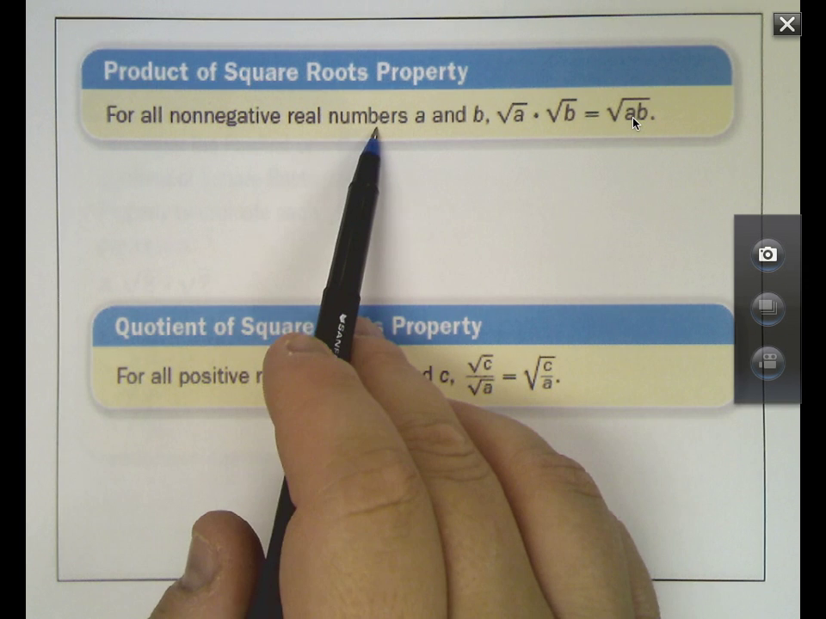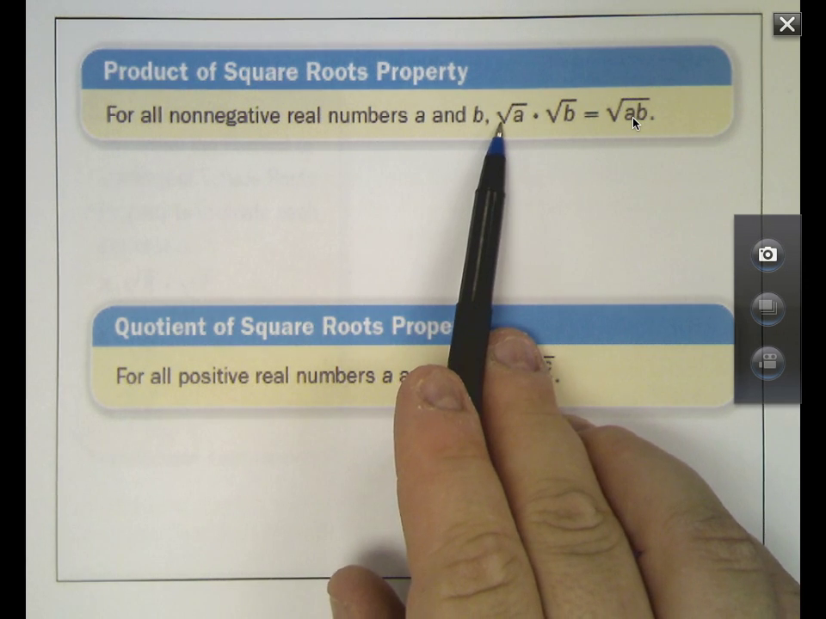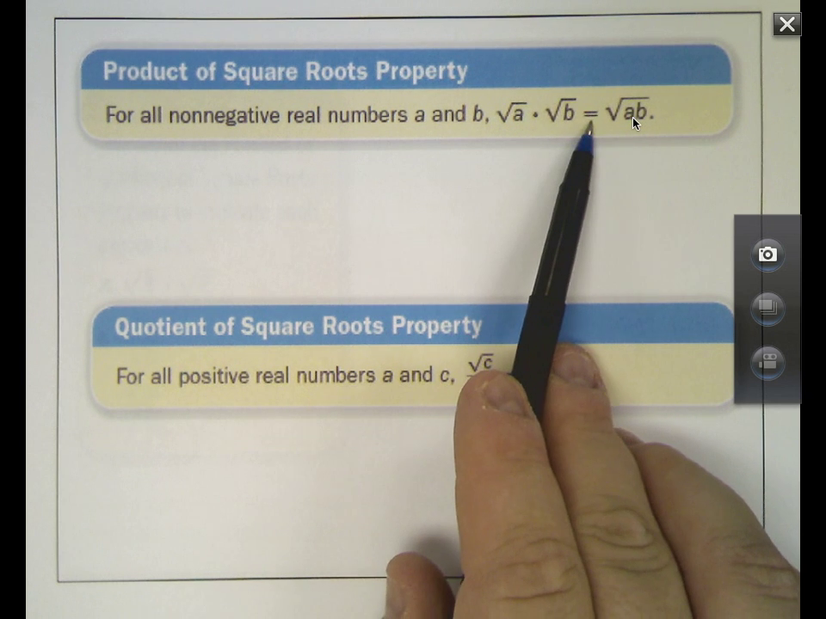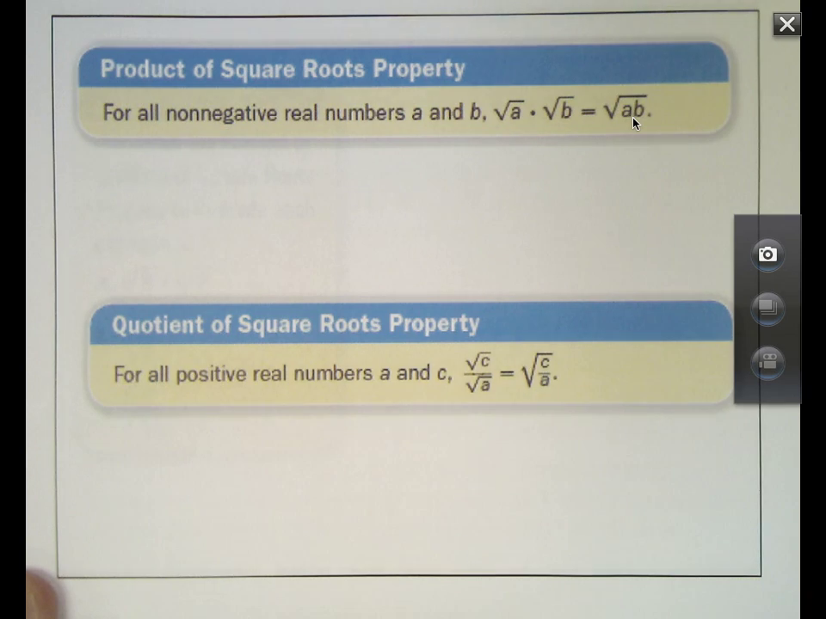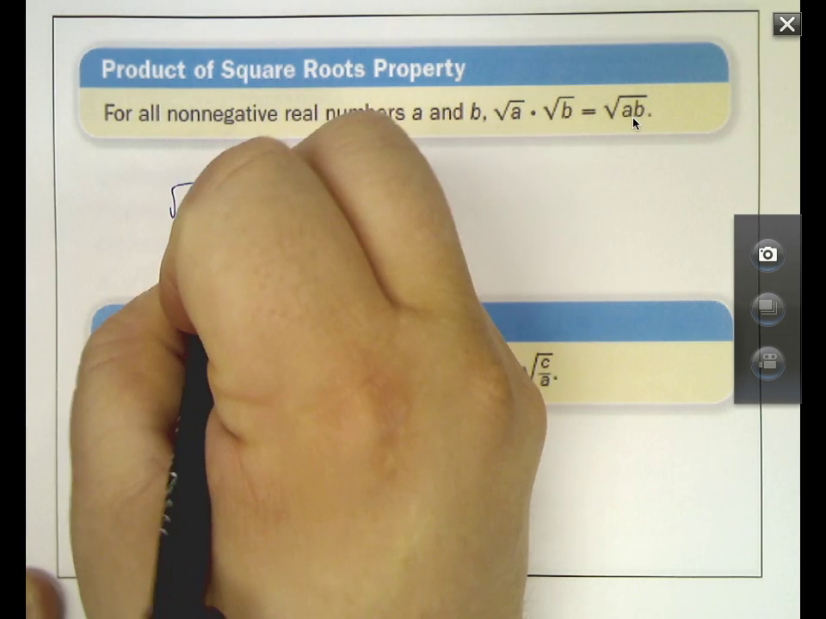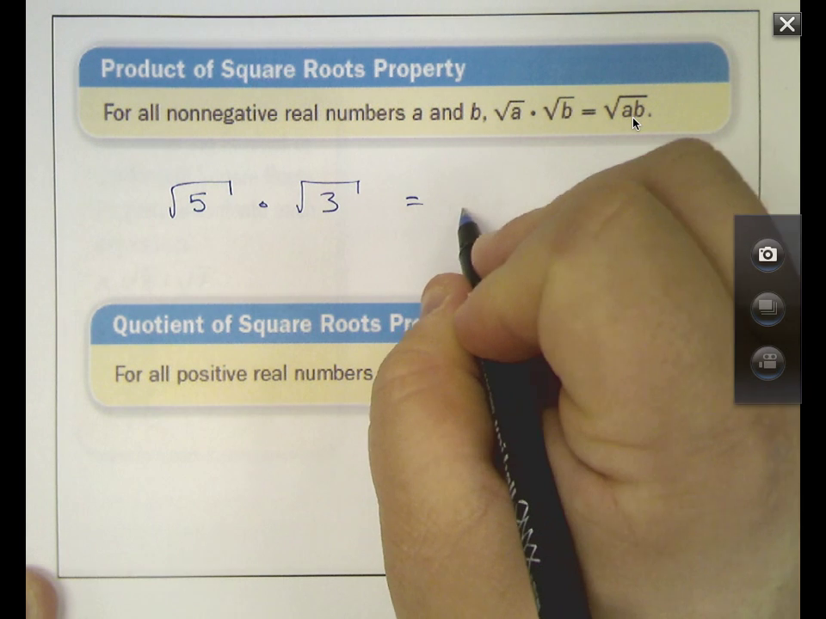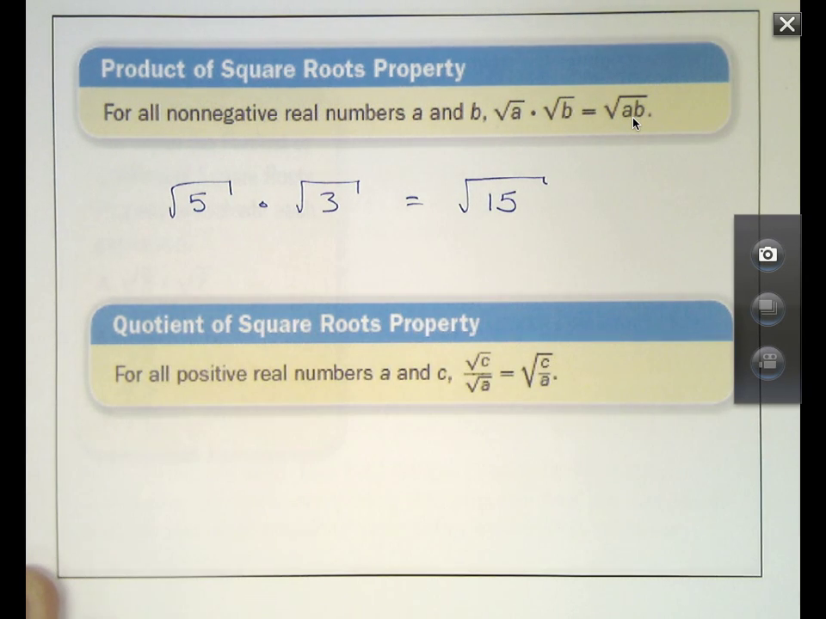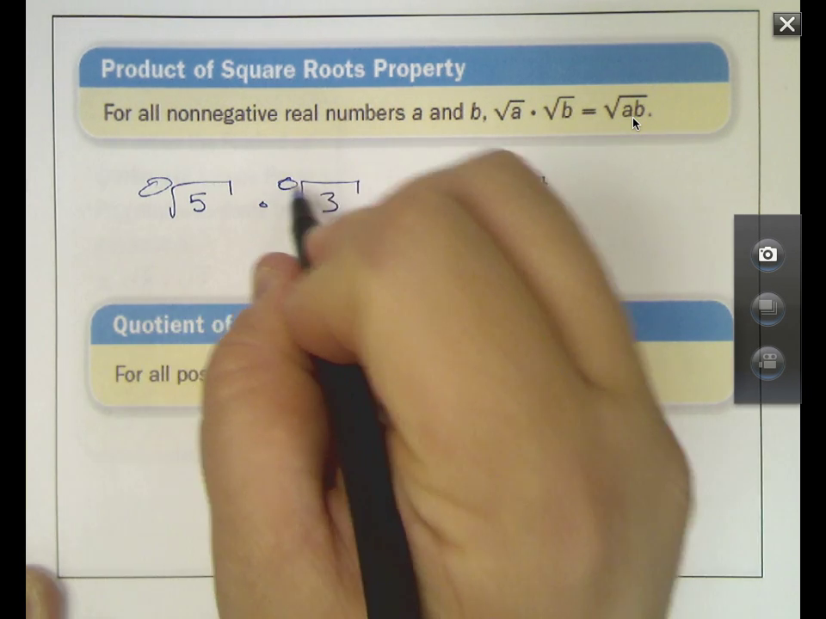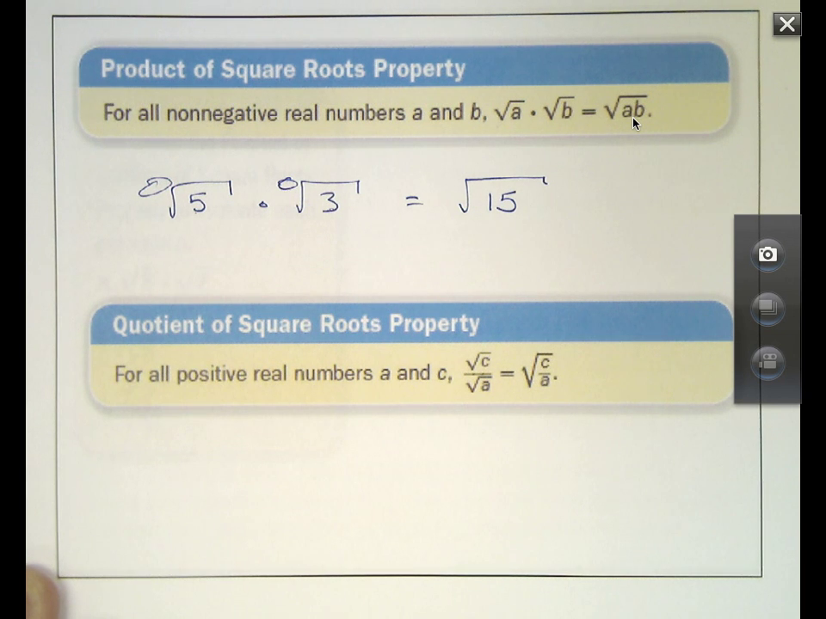But it says for all non-negative real numbers, so we're dealing with positive numbers, A and B, the square root of A times the square root of B is equal to the square root of A times B. So for an example, the square root of 5 times the square root of 3 is equal to the square root of 15. Okay? If these have the same indexes, you can go ahead and multiply these two numbers together.